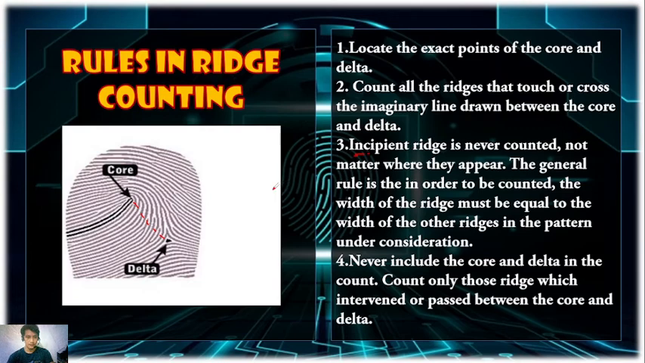Okay, so I'll be showing you later on kung anong rule yon. But in this case, it should be 2. So the ruling there is it should be counted as 2. Yung meeting point ng converging ridge. So bale ang ridge count na to is 2.